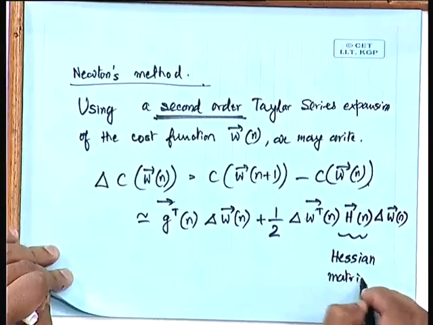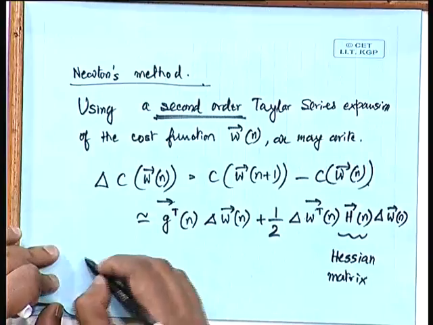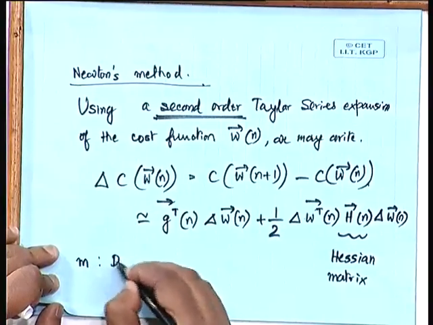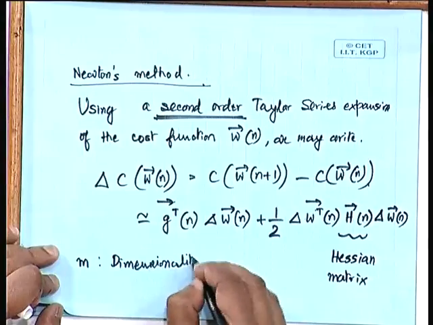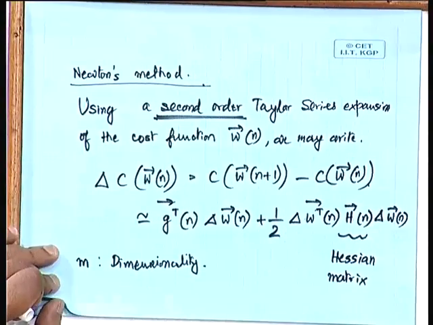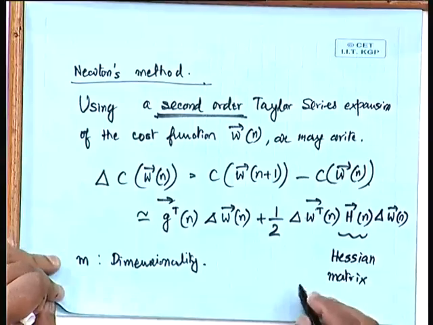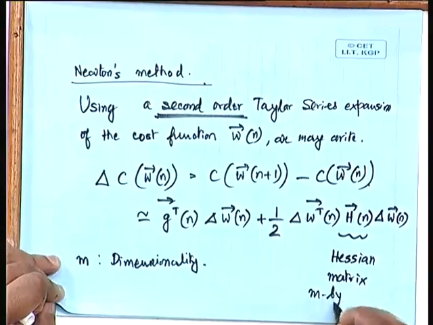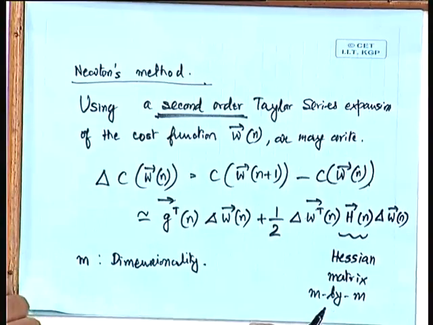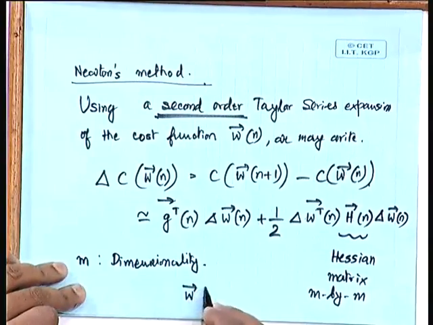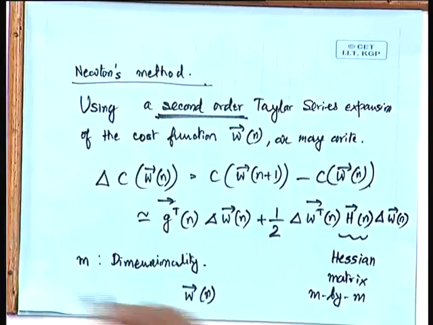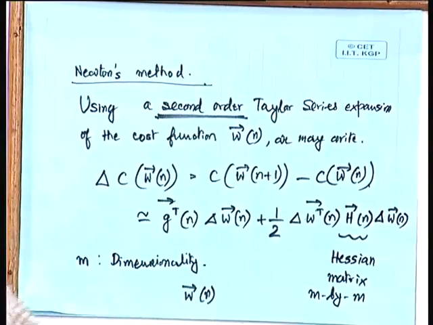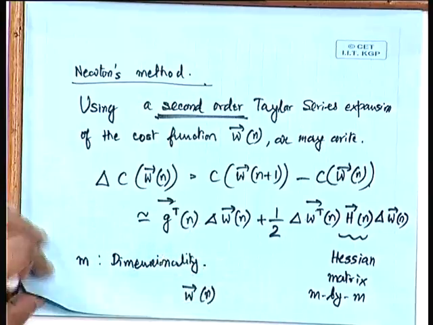Because we are taking the dimension of the network to be m, that means m inputs, in this case the Hessian matrix will be of size m by m. So, it will be an m by m Hessian matrix that we are evaluating at W n. It is the Hessian matrix evaluated at W n. And what is the form of the Hessian matrix?